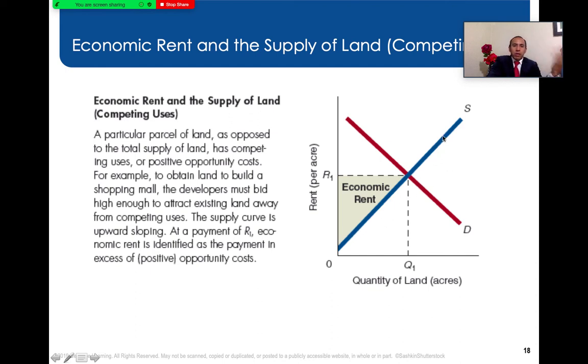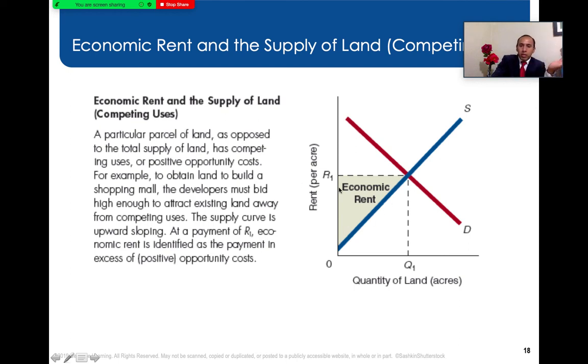If you have land, you can use it for farmland, to open a shopping center, a mall, develop a community, etc. So those that are demanding the land need to offer a price to buy the land, and if there's a lot of buyers, the demand will shift up, and the economic price of the land will increase. In this case, the equilibrium price will be economic rent 1, and the seller of the land will collect that in income.